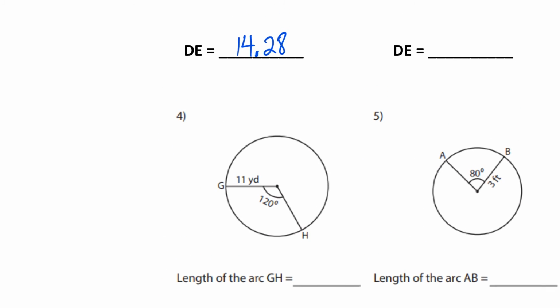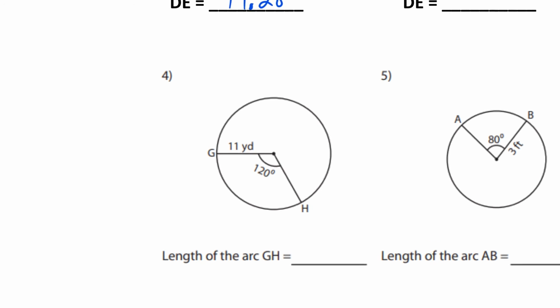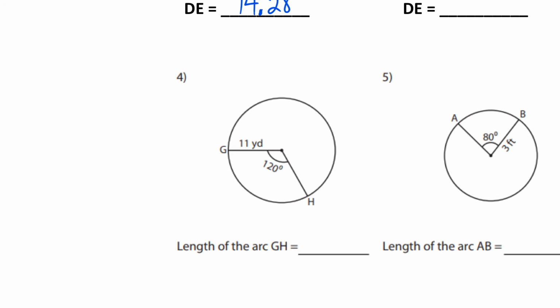Okay. On number 4 underneath there, this asks for the length of the arc. So on this one, here's the formula. 2 times pi times r, which is 11, times 120 over 360. That should give you 23.04 yards.